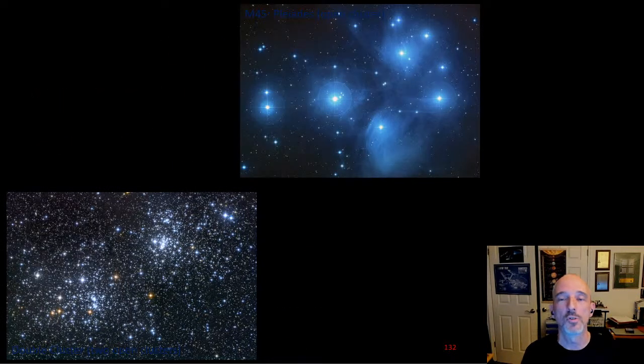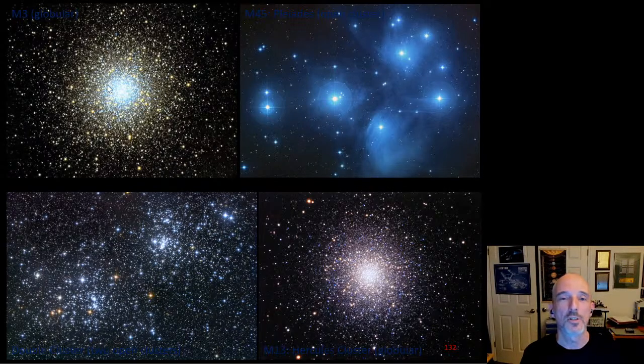So these two are examples of open clusters. This is called the Pleiades, probably something you may have heard of. And we saw this one earlier. There's something called the double cluster, which is one of my favorite objects. And then here, these are globular clusters. I just think these are beautiful. So each one of these globular clusters has a few 100,000 stars, really densely packed.